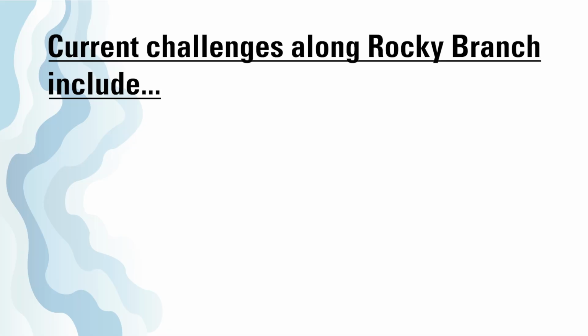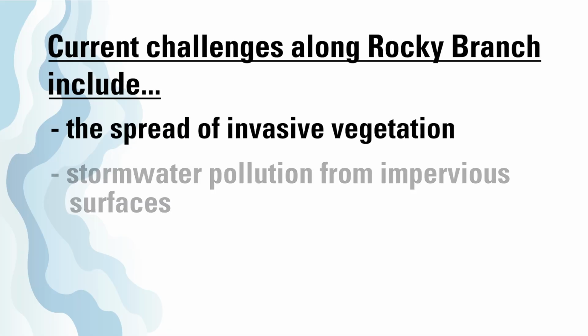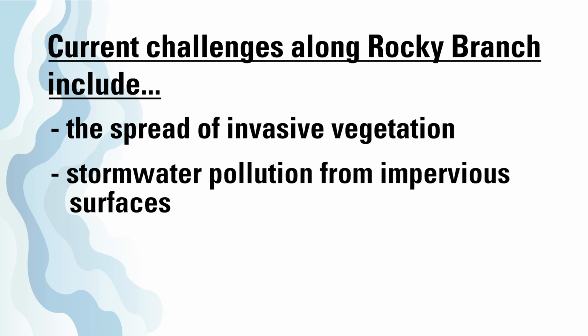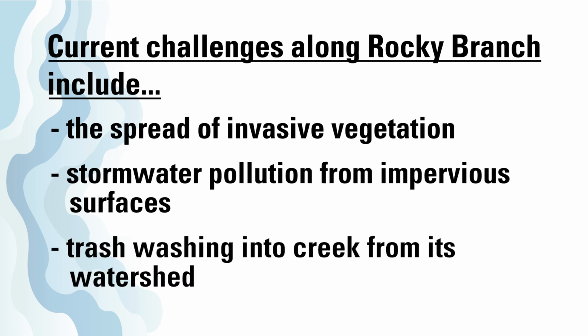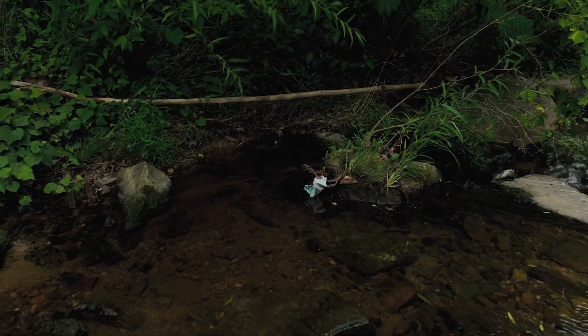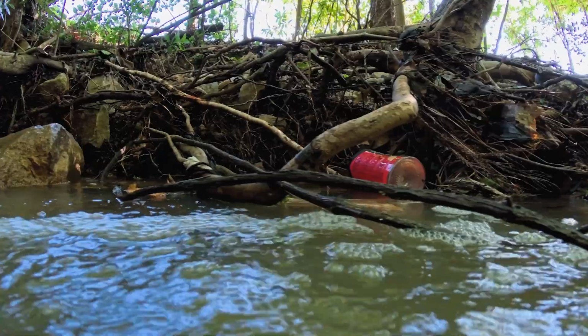Current challenges faced along Rocky Branch include the spread of invasive vegetation, stormwater pollution from impervious surfaces, and trash that washes into the creek from its watershed. You can help by getting involved with invasive species removal efforts, trash cleanups on campus, and encouraging others to properly dispose of trash. In this increasingly urbanized world, there continues to be a need for people with expertise in ecosystem restoration and stormwater management.